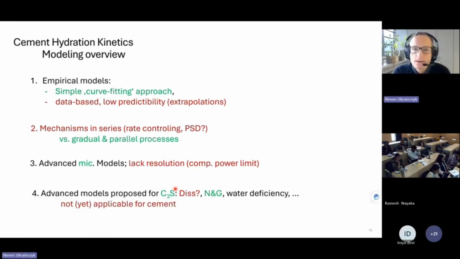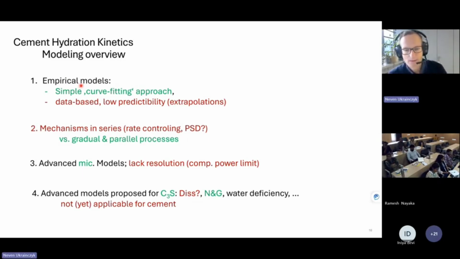So to sum up, I have shown you the overview of cement hydration kinetics. You can use simple empirical models, which are basically a curve fitting approach. They are data-based, so they have low predictability. That means you cannot extrapolate them, and they are valid only for the systems you fitted them to. If you have a new system, you cannot extend them. That's in general why you should not use empirical models.